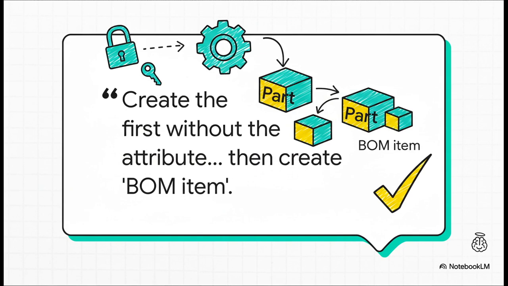Because these 2 models refer to each other, you've got this little chicken and egg situation. So you have to create them in a specific order. First, create the part model, but leave that BOM attribute off for now. Then, create the BOM item model. Then, you can go back to your part model and add the BOM attribute.